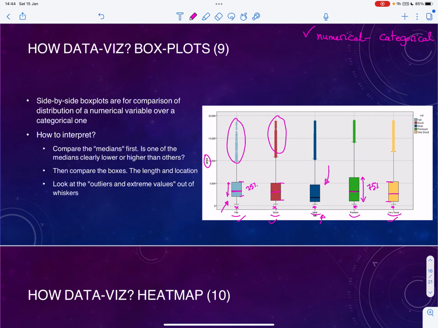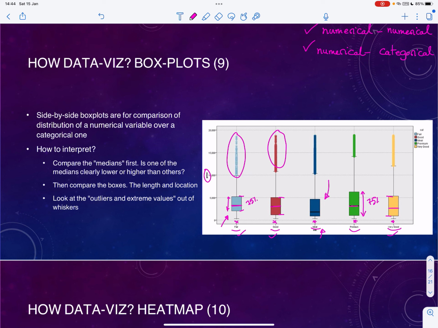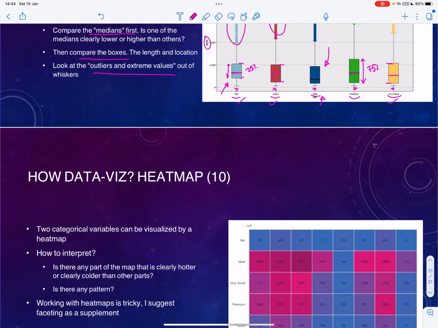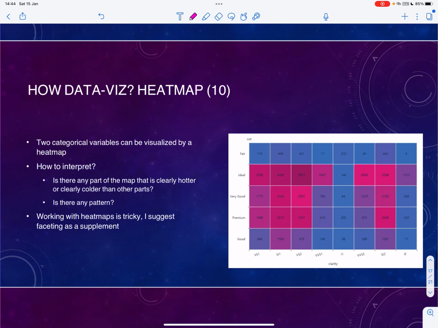Good. So we talked about side-by-side box plots, about one box plot, about how to comment on it as well. We compared the medians, we compared the boxes, and we talked about the extreme values and outliers, these out of the whiskers values. Let's go and talk about two categorical variables.